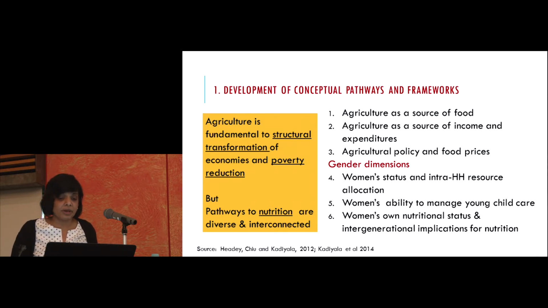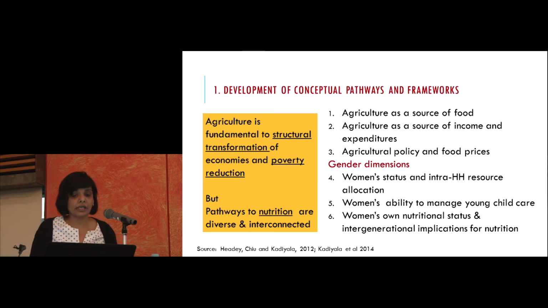And there are several gender dimensions, right? We know from economics literature that women and men spend income differently. Women, when they have control over their income, are more likely to spend it on nutrition production, as economists would call it. So when women do work in the agriculture sector, the conditions under their work matter profoundly for nutrition because it has impact on their status, on intra-household resource allocation, women's ability to manage their own childcare, their own nutrition status, and therefore intergenerational transmission of undernutrition.